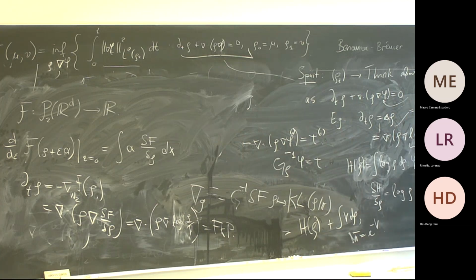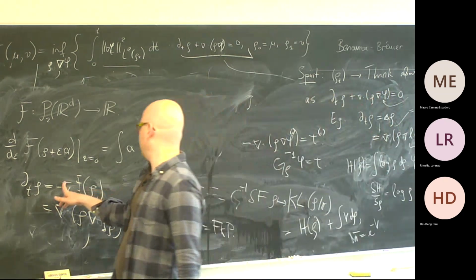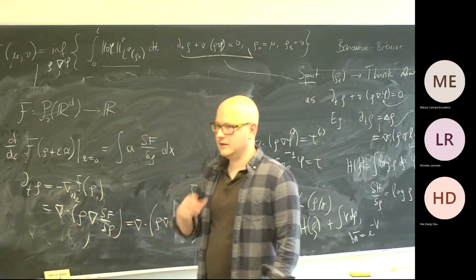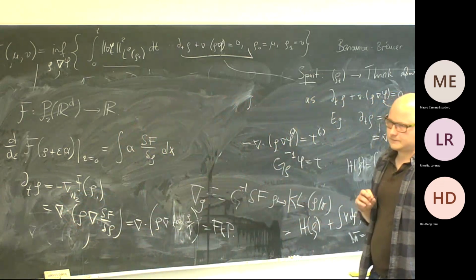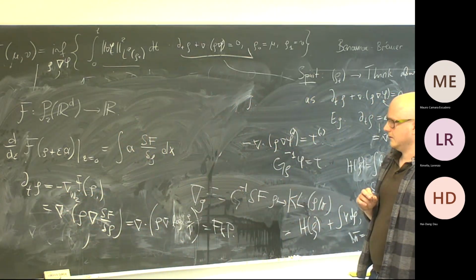Yeah, I don't know. Are you happy with this? How did you go from the gradient with respect to the Wasserstein? Is that specifically for this step? You mean from here to here? Yeah, is that just from the definition of the Wasserstein gradient for the metric?